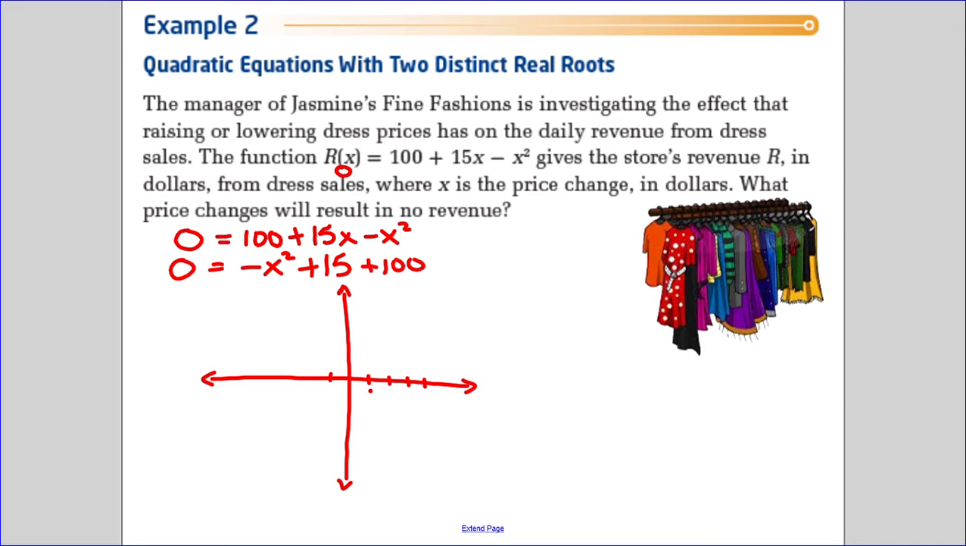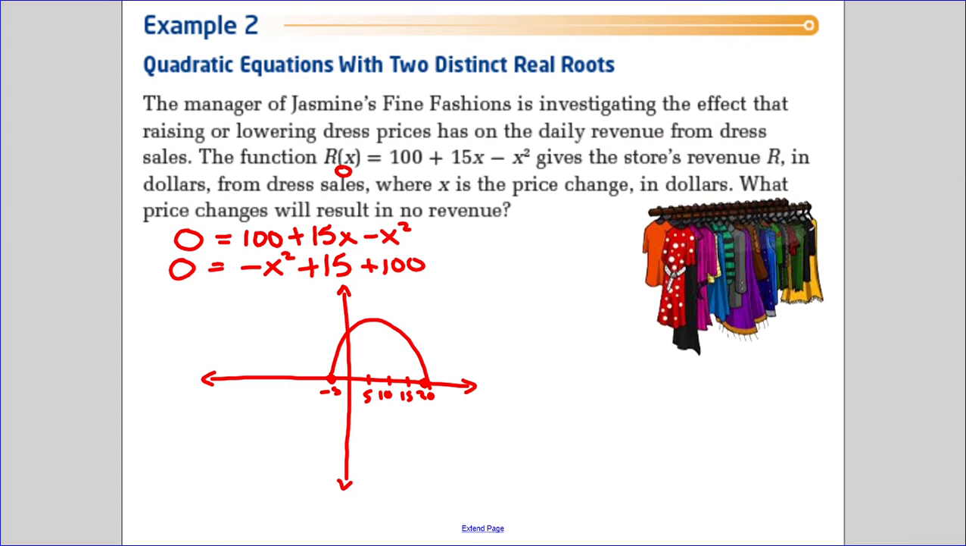So if I had to skip by 5s here, 5, 10, 15, 20, and so that would be negative 5. I've got two separate roots where this thing is going to go. And so I'm going to end up with a graph that's going to kind of look like this. Now, what do those two roots tell me?